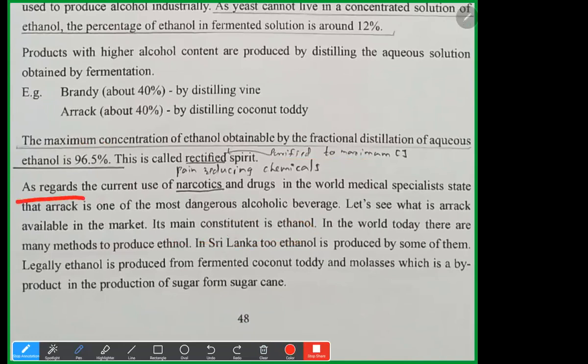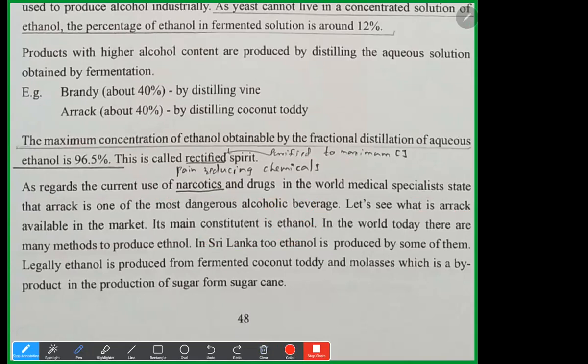As regards the current use of narcotics, pain-reducing drugs and drugs in the world, medical specialists state that arrack is one of the most dangerous alcoholic beverages because it is addictive. Let's see what is in the arrack available in the market. Its main content is ethanol. The active ingredient of arrack is ethanol.